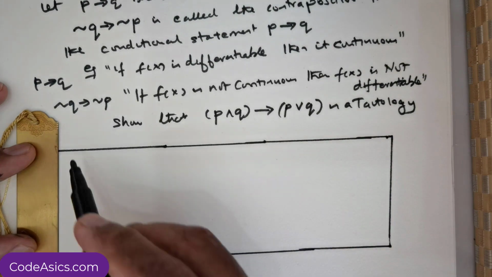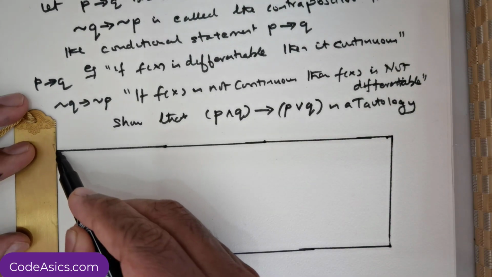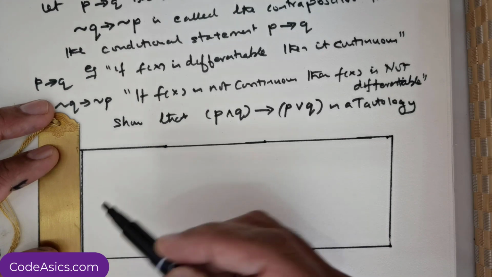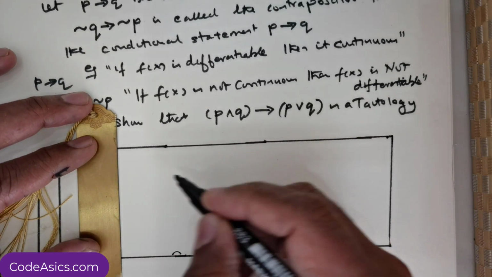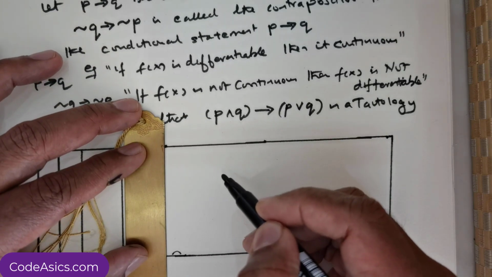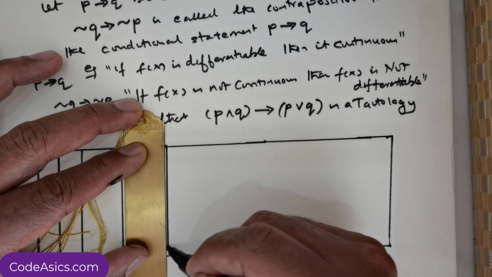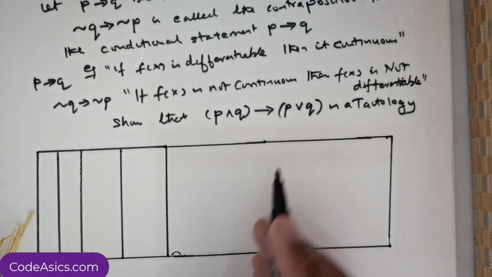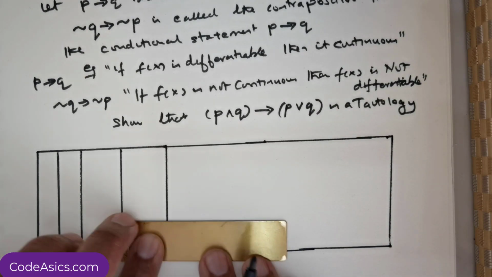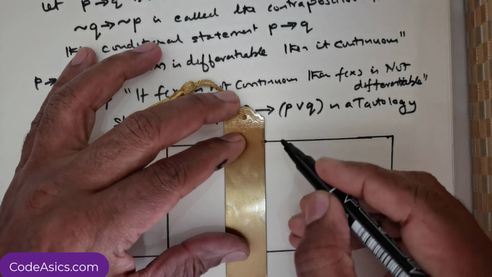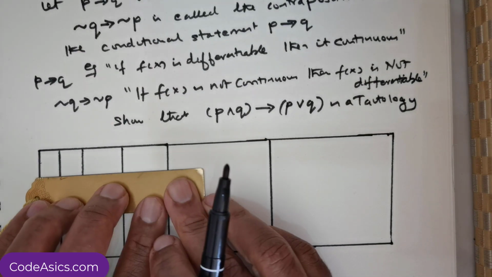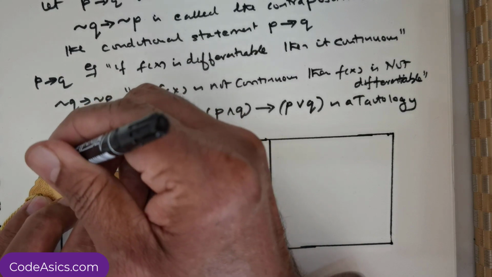So this is for P, Q, and then for the conjunction, and then for the disjunction, and probably I'll draw a bigger one, and finally for the tautology.